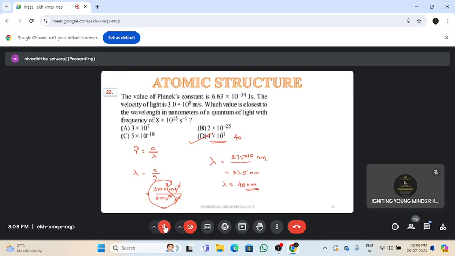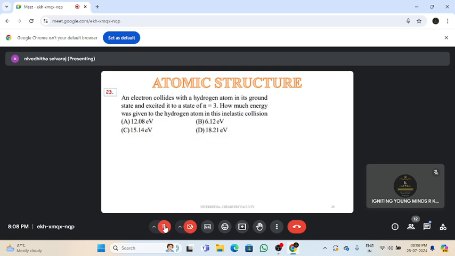Shall we move on to the next question? Next question is, an electron collides with a hydrogen atom in its ground state and excites it to a state of n is equal to 3. How much energy was given to the hydrogen atom in this inelastic collision?